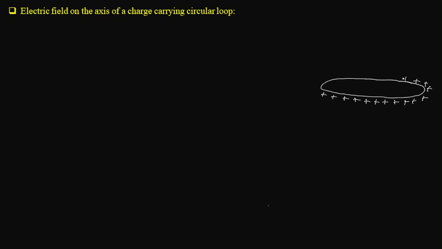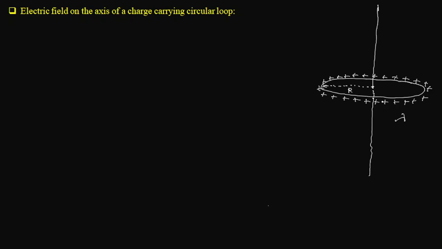Charge density could be uniform or non-uniform, so just for simplicity, let's start with the uniform charge distribution. That is, charge per unit length is constant, charge per unit length is lambda. And one more thing, let me define the radius of this loop, let's say r. Radius of this loop is r. So now we have to calculate electric field on the axis of this charge carrying circular loop. If we consider any point on the axis, what will be the electric field that we have to calculate?